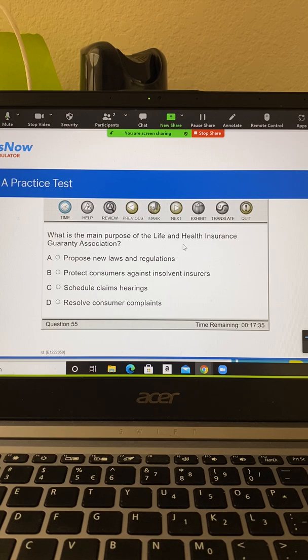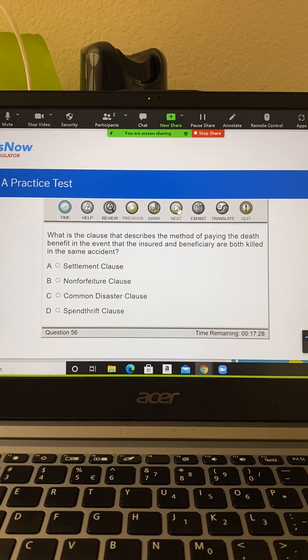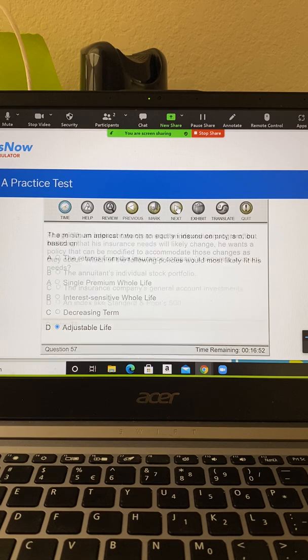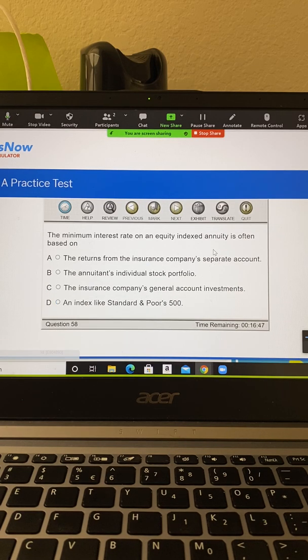What is the main purpose of the Life and Health Accident Guarantee Association? Uh-oh, now we're talking. What is the clause that describes the method of paying a death benefit in the event the insured and the insurer are both killed in the same accident? C. At age 30, after starting an insurance program but realizing his insurance needs would change, he wants a policy that can be modified to accommodate those changes. Okay. Which one of these can you change? We talked about it earlier. You can change 3 things. You couldn't change the investment. Adjustable life. Bam. Next. The minimum interest rate on index annuities. D. Bingo.